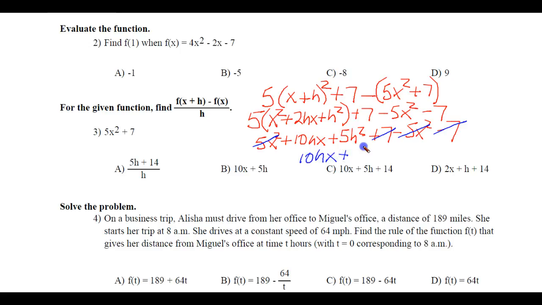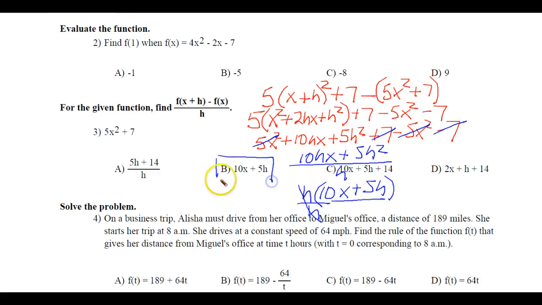10hx plus 5h squared. And that's all over h now. Bringing my h down here. Now I see I have a common h in each one of those. So I'm going to factor out that h on top, all over h. So these cancel out. And there is my answer. Now this is not the way I normally would see this presented, but this is the work to support our answer here. And we had one like this in our previous test.